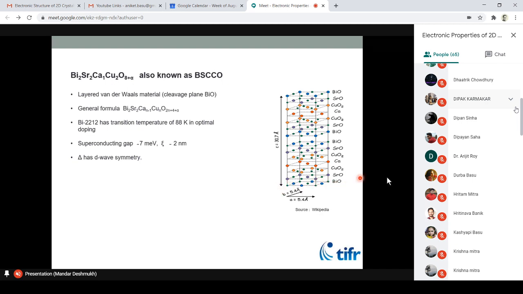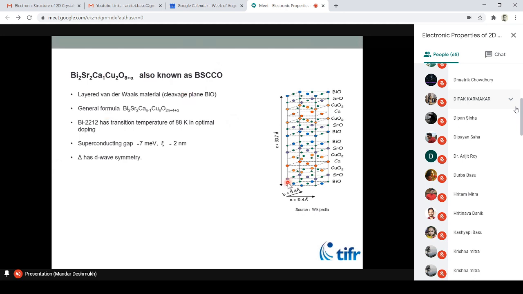So there's a repetitive plane of bismuth and oxygen arranged, then a plane of strontium oxygen, then there is an important plane of copper and oxygen. So think of these as layers, really one atomic layer placed on top of another, and so on. And this composite thing, one unit with a particular periodicity, is called BISCO.